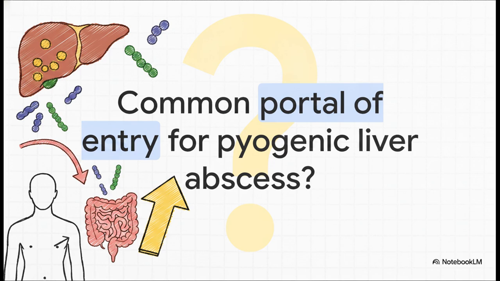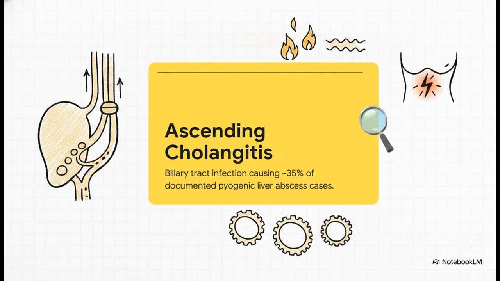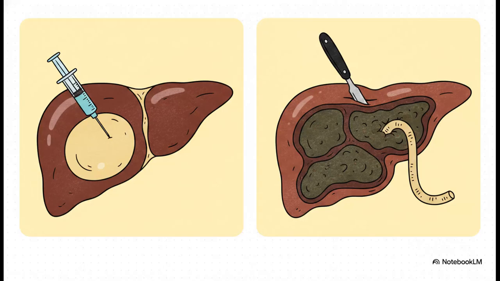Next question for you. What is clinically documented as the most common underlying cause or portal of entry for developing a pyogenic liver abscess? The answer is ascending cholangitis. This is an infection of the biliary tract, usually kicked off by gallstones or strictures, and it literally accounts for about 35% of all pyogenic liver abscess cases. So, how do we manage these intra-abdominal abscesses?